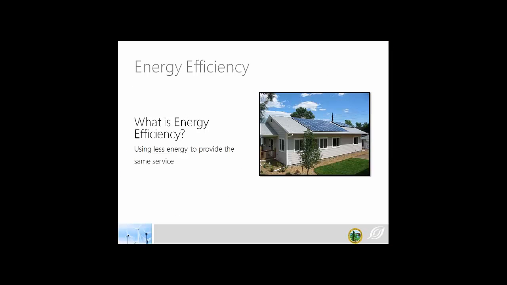As a general term, what does energy efficiency actually mean? It's the idea of using less energy to provide the same service. So the idea is that you're not going to be having to give up your amenities or give up any of your lifestyle, but you'll be providing that at a lower energy usage.